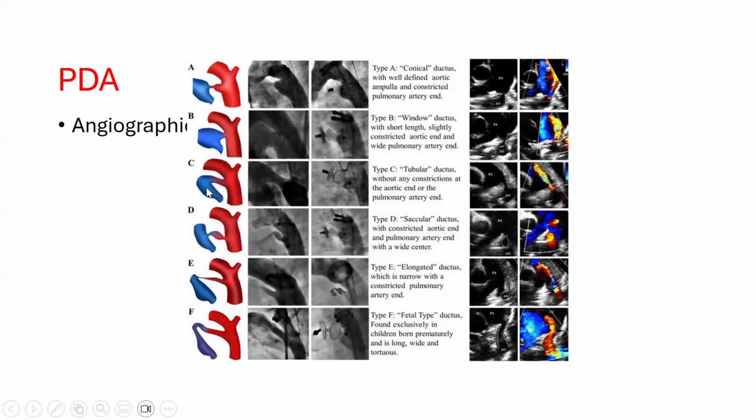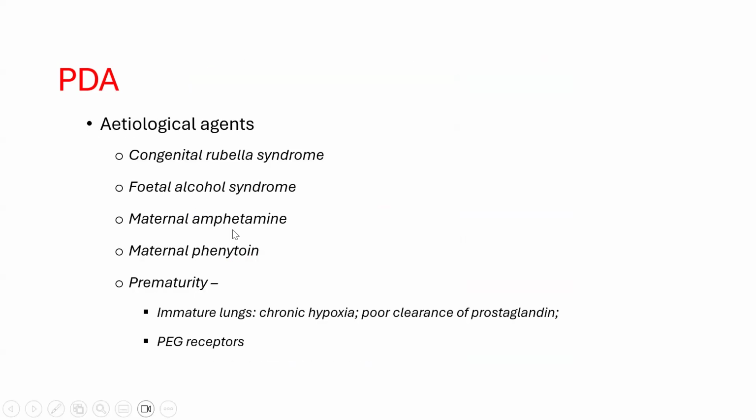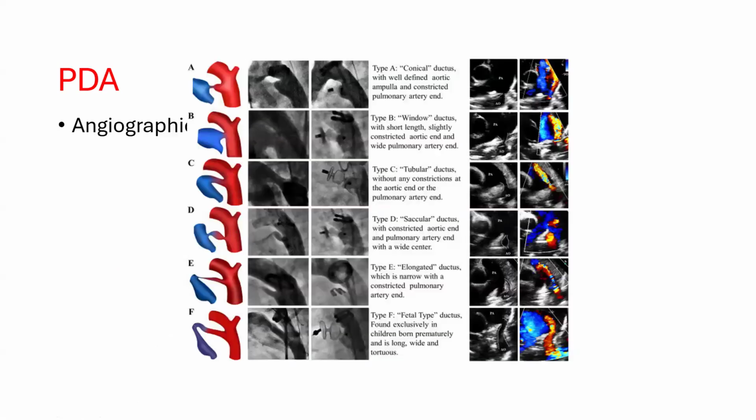Okay. Type C is a tubular. And then D is a circular type. E is a very elongated duct. And then F is a fetal type. So typically, A is what you will close in the cath lab. B, you may consider closing, but with devices that have a lot of hinges on either end. By the time you get to about C, these are the ones that can be so big that they may have to be closed surgically instead.